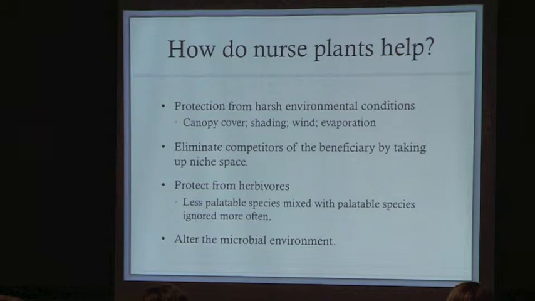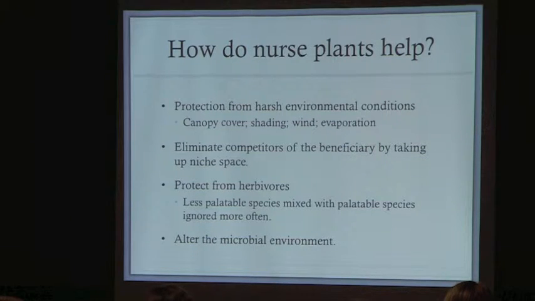So what are the mechanisms by which nurse plants facilitate growth of their beneficiaries? So how do nurse plants help? They can offer protection from harsh environmental conditions. So through shading and canopy cover, they can offer protection from wind and sun, and offer protection from evaporation, so help with water loss in harsher environments. They can also help eliminate competitors of the beneficiary by taking up niche space that could otherwise be taken up by competitors of the beneficiary species.